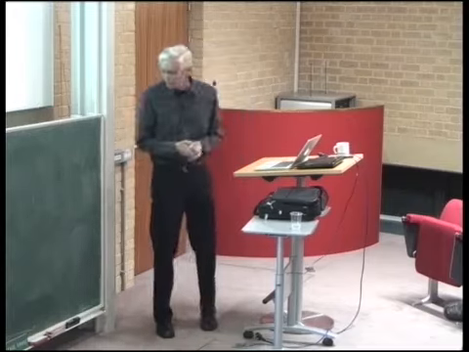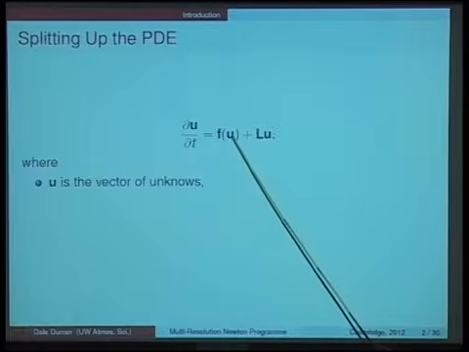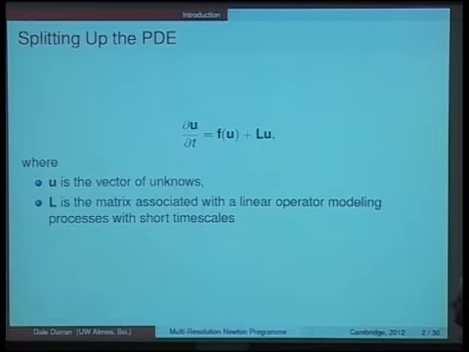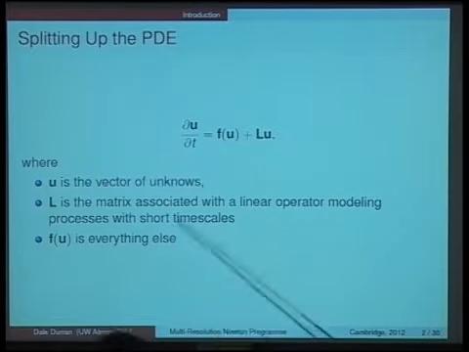And we're going to split up the PDE so that we have a vector L that is a linear operator that's going to be used for the processes that need to be modeled implicitly, because they occur on short time scales. F of u is the explicit part of the PDE, and u is just the vector of unknowns.